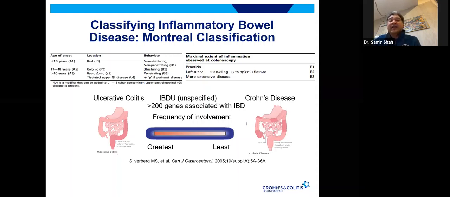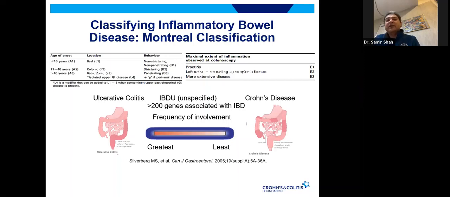And then we think about the disease behavior. Is it just inflammatory without any evidence of stricturing or penetration, meaning fistulas? Is it stricturing disease? And that would be B2. The non-penetrating, non-stricturing is B1. And is it fistulizing disease that forms abscesses? And that's B3. And that's the most aggressive.